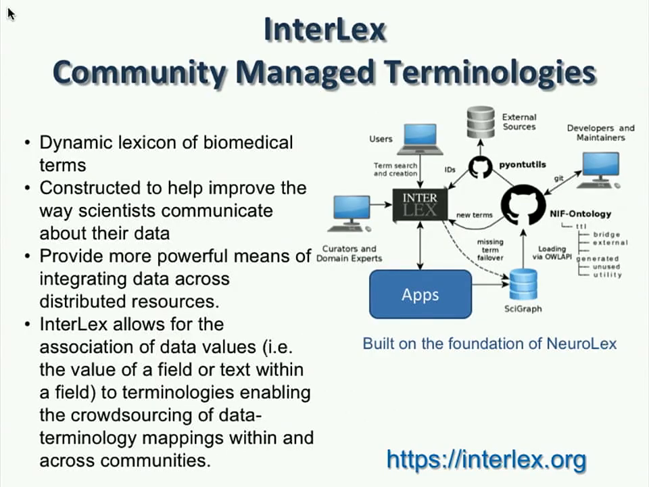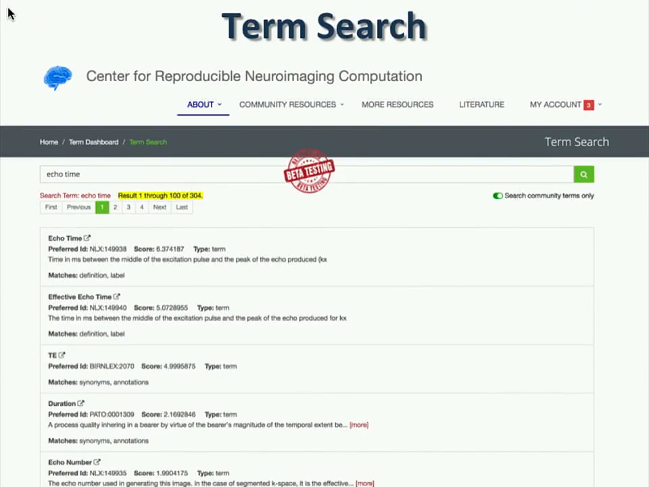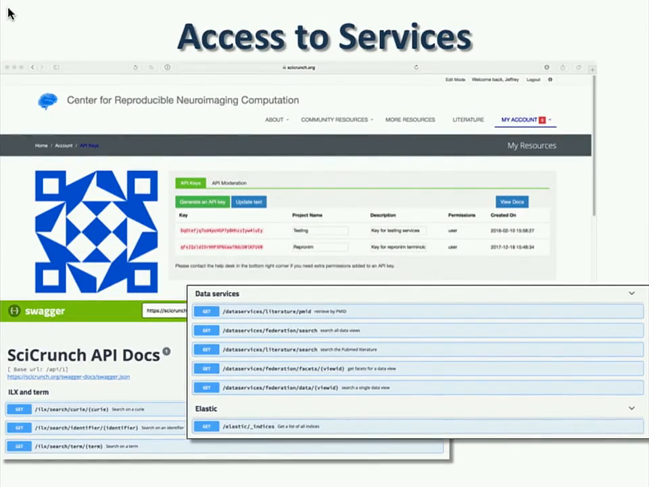We do have a tool, interlex.org. You can go there. You can search over ontology. You can search over common data elements. It's a simple search, and then you get returned a list of these. So you can explore that a little bit. If you do some programmatic work, this is also available through services.